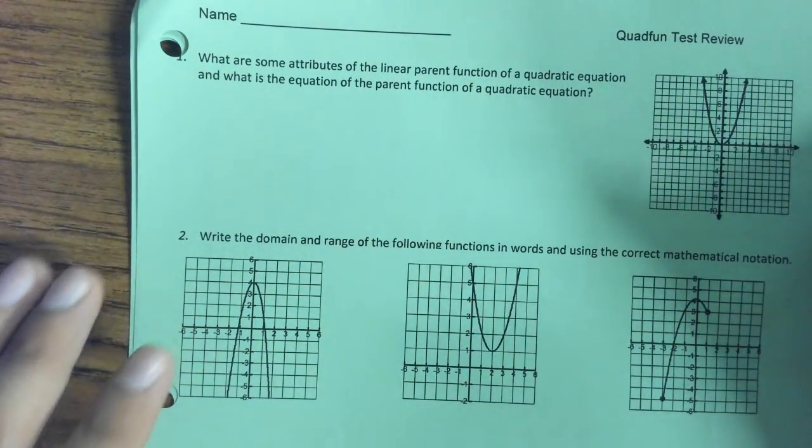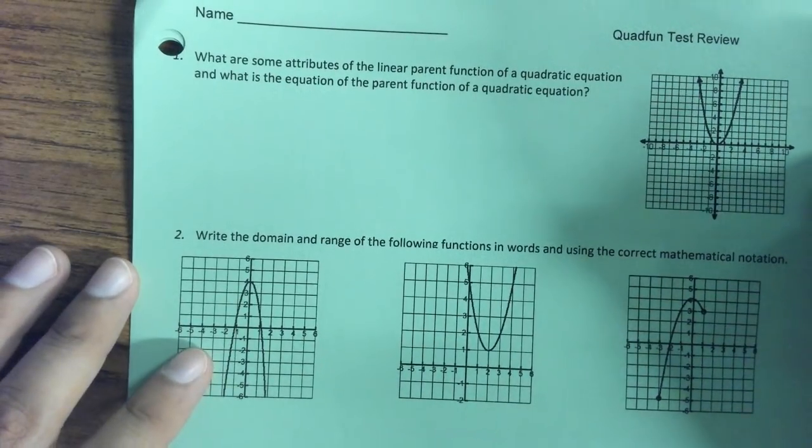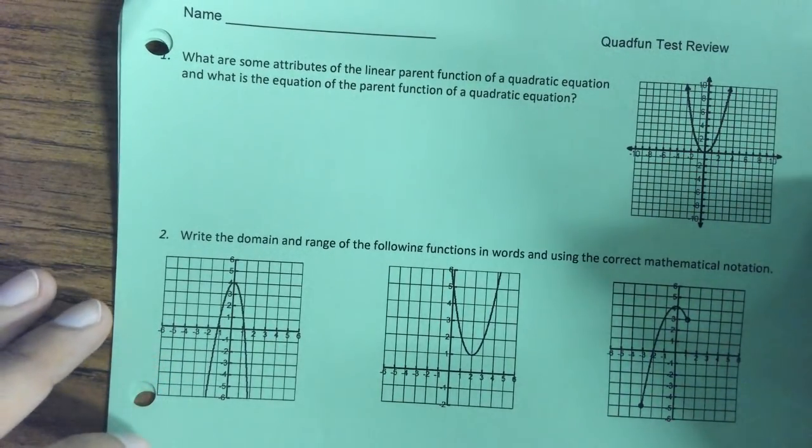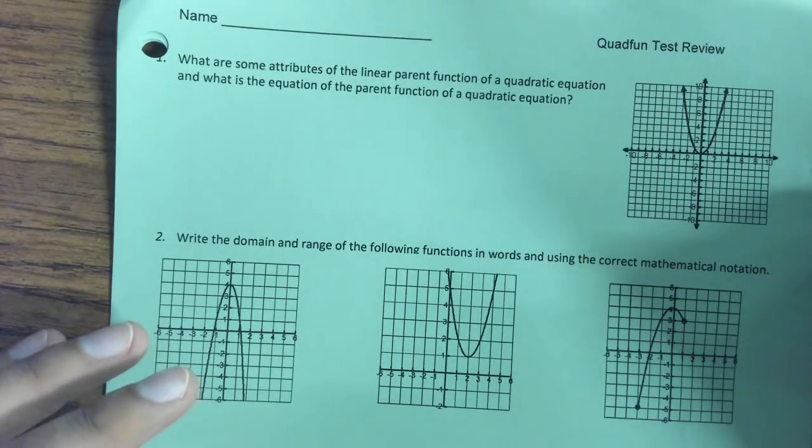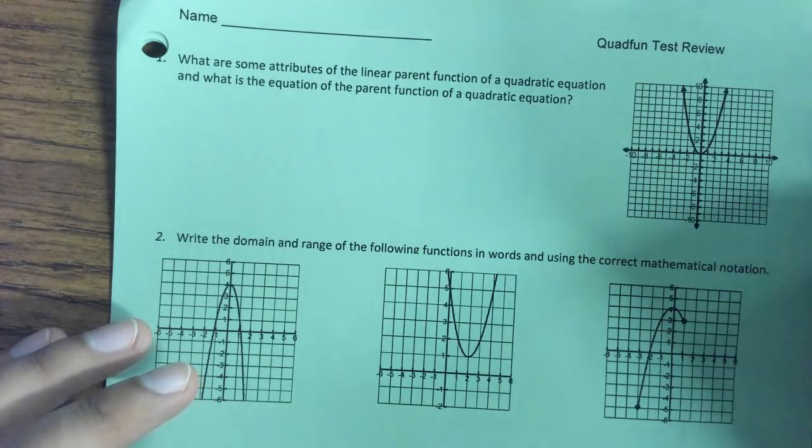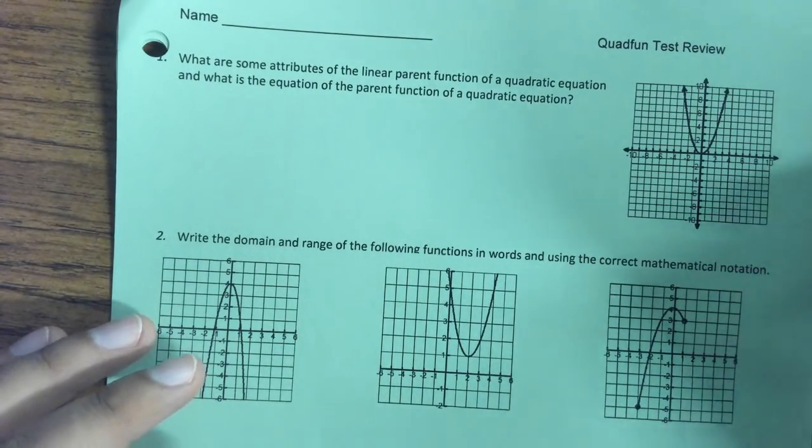We're going to go ahead and look at the Quadfun test review. We'll start with number 1, and we'll try to get through this pretty quickly. Number 1 says, what are the attributes of the linear parent function of a quadratic equation, and what is the equation of the parent function of a quadratic equation?